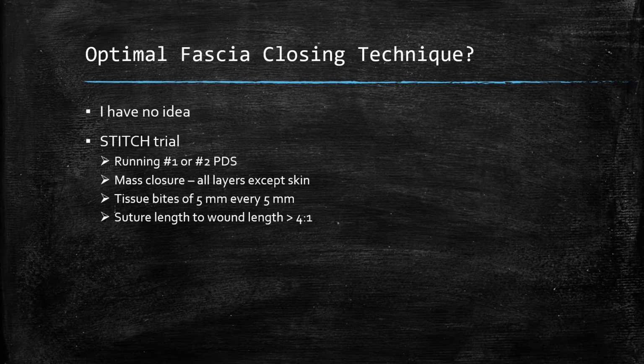A recent clinical trial called the STITCH trial reported better results using a running number 1 or number 2 PDS suture where they did a mass closure. They incorporated all layers except the skin. And they used relatively small bites of 5 millimeters while advancing 5 millimeters. They felt the optimal suture length to wound length was greater than 4:1.